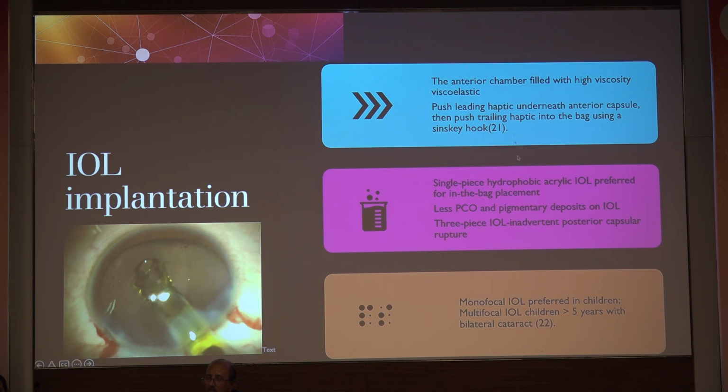IOL implantation. The anterior chamber is filled with high viscosity viscoelastic. Push the leading haptic, that is the first entering haptic, underneath the anterior capsule, and then push the trailing haptic into the bag using a Sinskey hook. Single piece hydrophobic acrylic IOLs are preferred for in the bag placement. This leads to less posterior capsular opacification and pigmentary deposits on the IOL because the haptics will be placed in the bag and they will not continuously rub against the iris. A 3-piece IOL can also be used, but sometimes it can lead to inadvertent posterior capsular rupture, so we need to be careful.